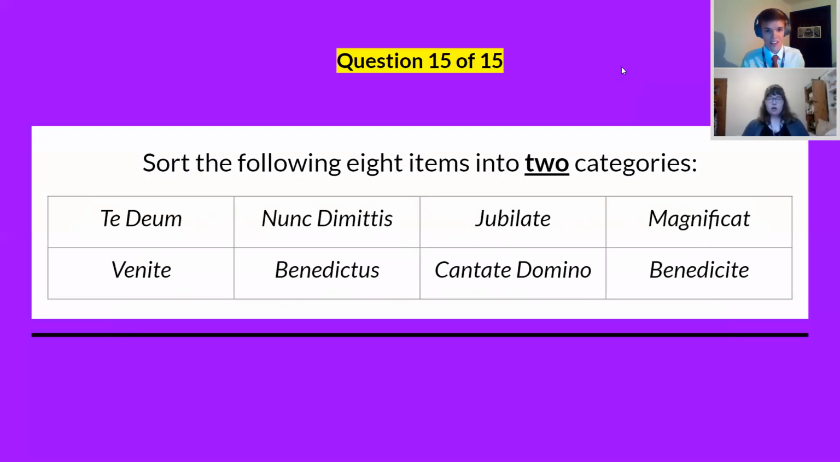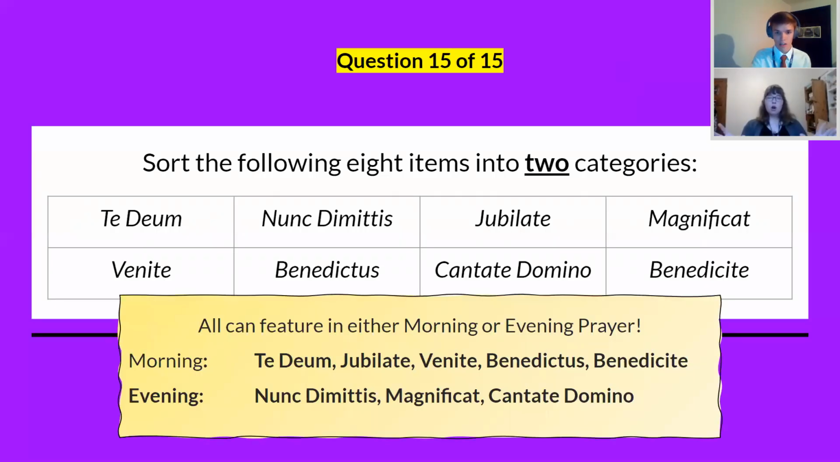And the last question of last week, sort the following 8 items into 2 categories where we have a whole host of settings here. So we have the morning settings and the evening settings. So for the morning, so for matins, we can sing the Te Deum and Jubilate and the Benedictus and Benedicite. They're our most normal ones, but we can also sometimes sing the Venite. It's not so common, so don't worry if you didn't recognise that one. For evensong, we had the Nunc Dimittis and Magnificat, but an alternative setting is a Cantate Domino, which you may sing very, very rarely. So well done if you got those all correct.